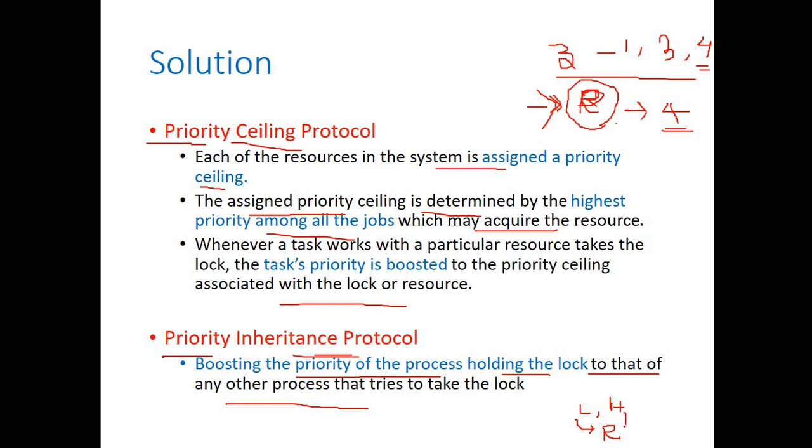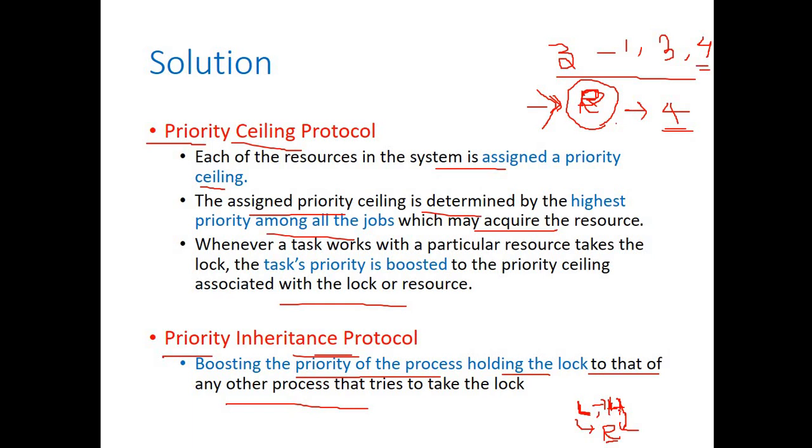After some time H requests the lock, but the lock is held by L. Then what happens? The process L will continue its execution, but the priority of L will be boosted to the level of the priority of H, because the process L will complete its execution before the process H, because the process L is holding the lock on R. So therefore H is made to wait until L is completed.